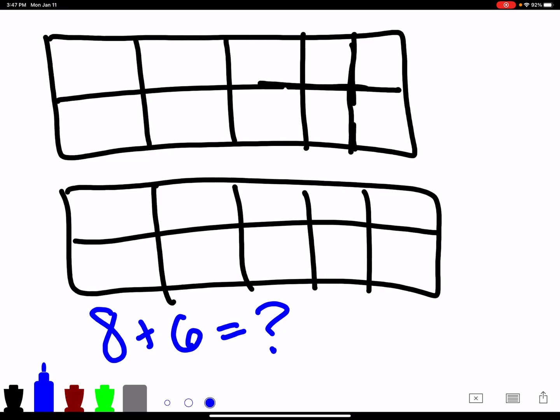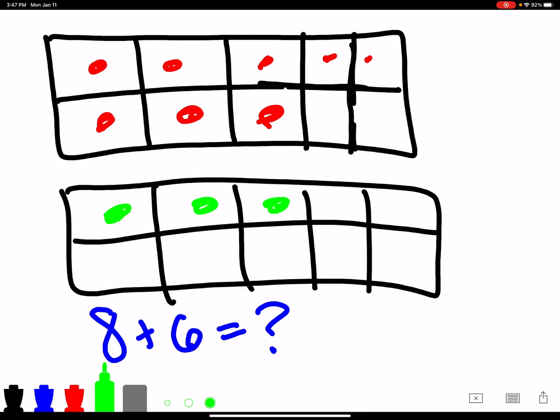So if we put 8 on the top, 1, 2, 3, 4, 5, 6, 7, 8, and then we have 6 on the bottom. 1, 2, 3, 4, 5, and 6. So we have 8 here and 6 down here. But we want to combine those together to see what's the total number when we add 8 plus 6 equals what.